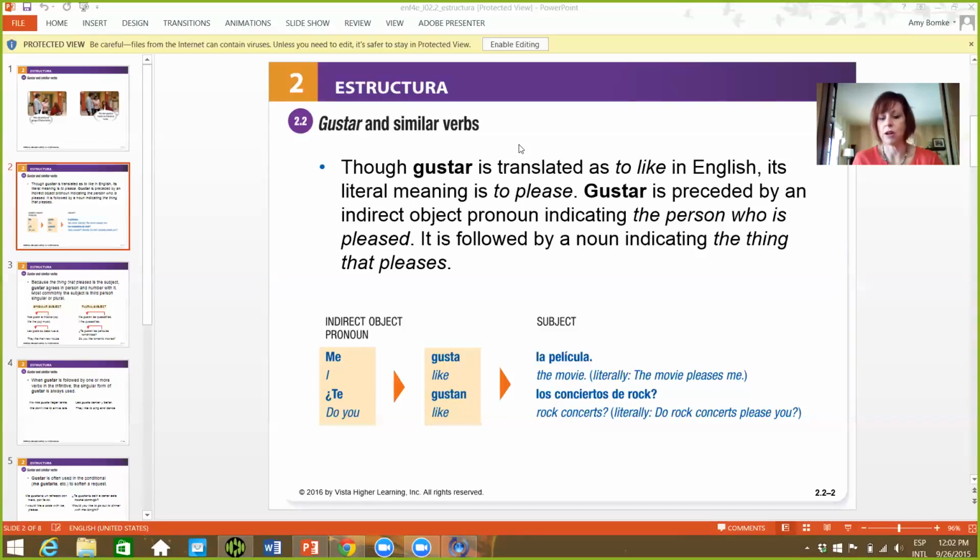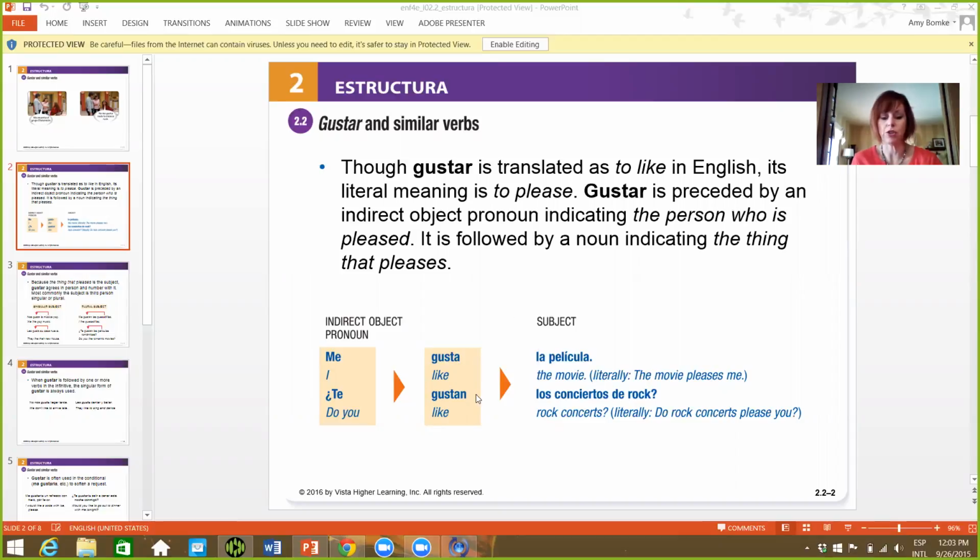Remember that gustar is not like regular verbs where you've got your subject. If I say I like chocolate in English, I am the subject, liking is your verb, and chocolate is your object. In Spanish, even though it looks like it's in the same order, it's really flipped. You say me gusta el chocolate, and chocolate is your subject. That's why there's no yo. That's why there's a me instead of a yo, because I am acting as the indirect object. So that is one of the big things that you need to remember.